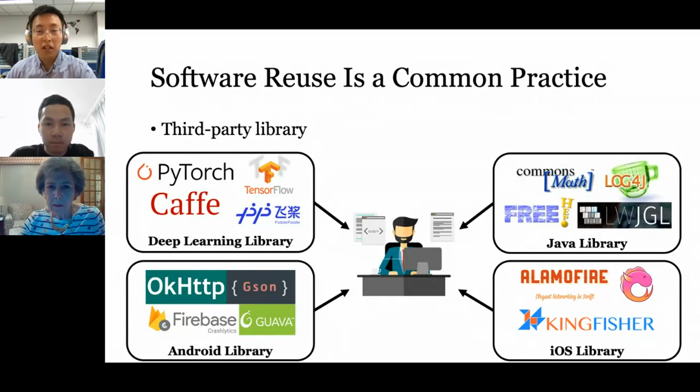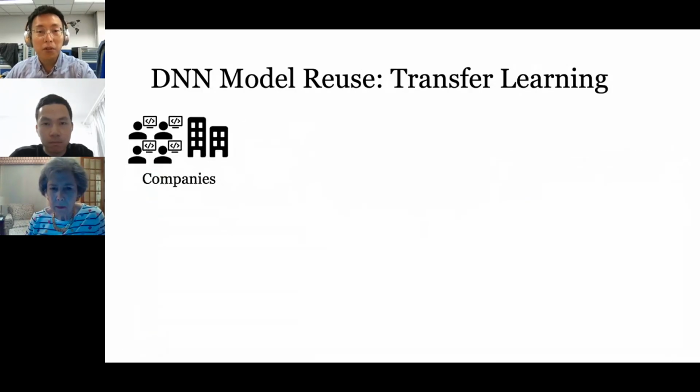Software reuse is a common practice for the software developers. For example, third-party libraries are widely used by the developers. DNN model is a new generation of software, and the model reuse is also called transfer learning.